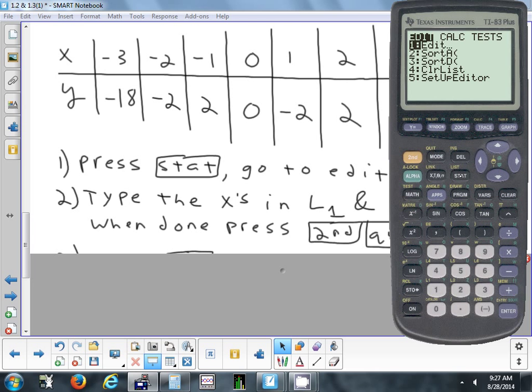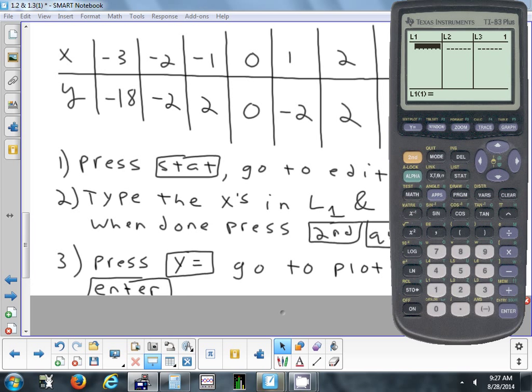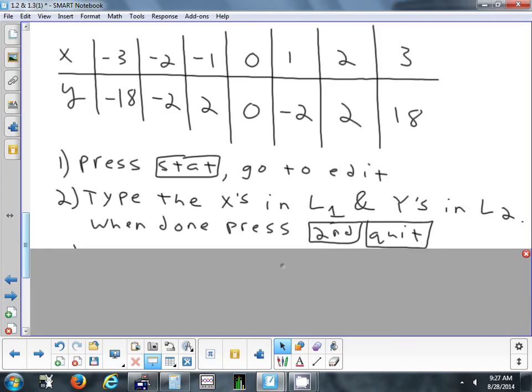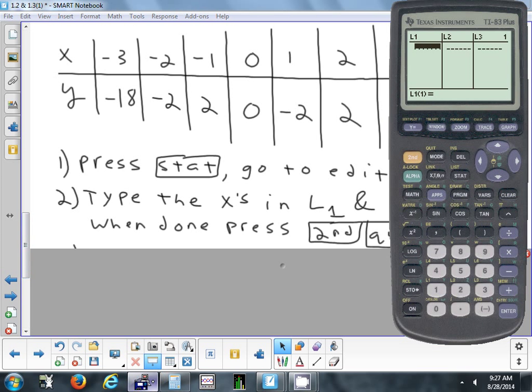Okay, so just press your stat button, go to edit. L1 are your x values. So what we're going to do is type in all the x's in L1. And then we'll type all the y's in L2. So just type in that list that you see. It's pretty symmetrical. So we have -3, -2, -1. I like to do all the x's first because it just keeps going down that column when you hit enter. 0, 1, 2, 3.